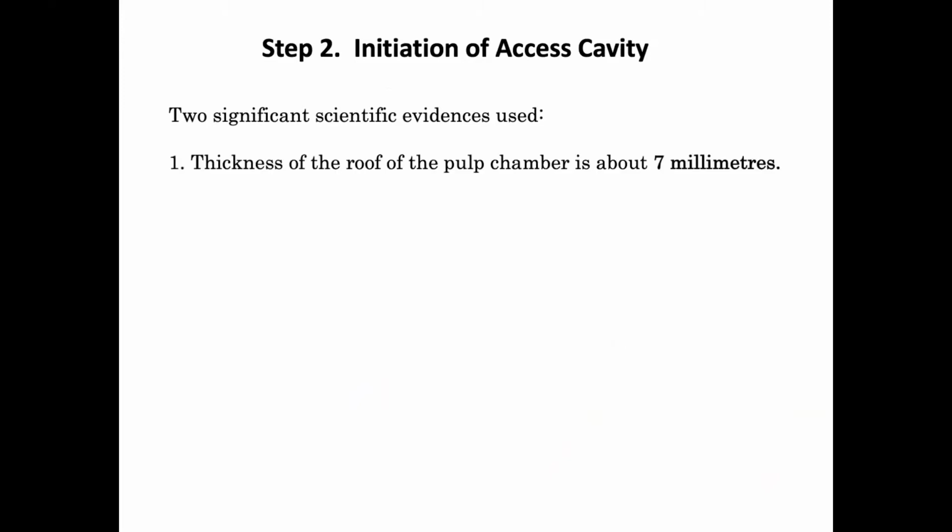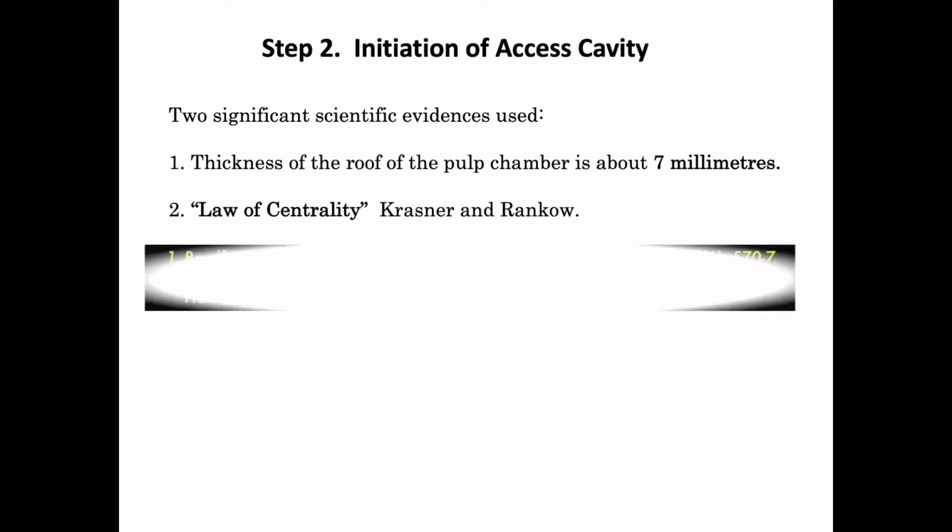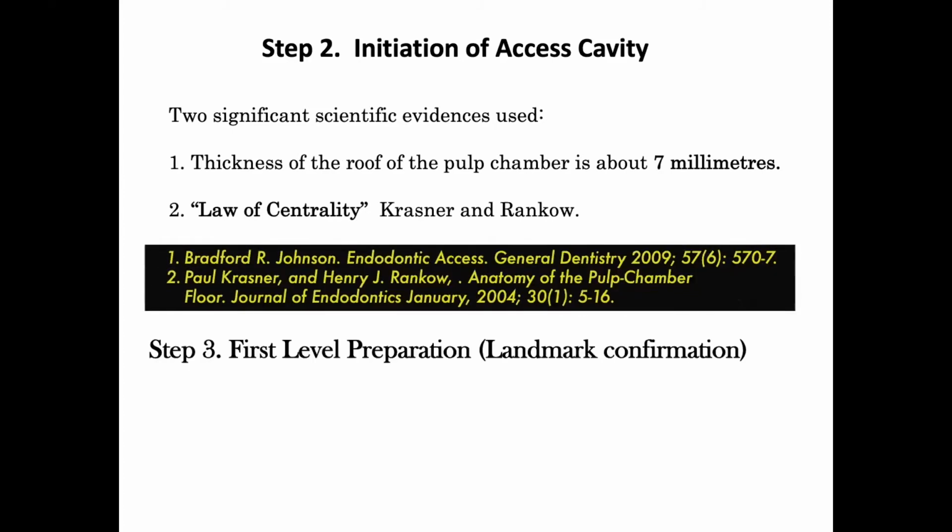So the second stage is going to be, we are going to use two scientific evidences that we previously saw. One is by Allen and Associates, who stated that there's about 7 millimeter thickness of the roof of the pulp chamber. And second, we are going to follow the law of centrality. So after that, we are going to start with the first level of penetration.